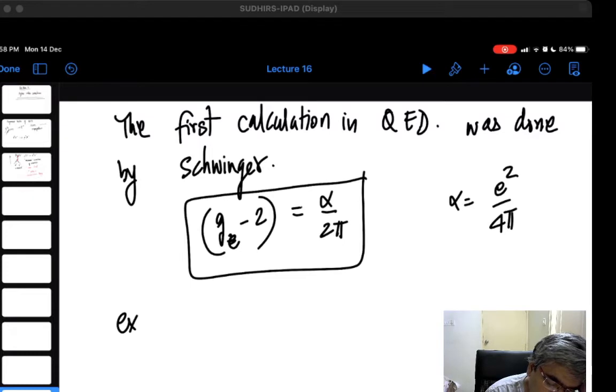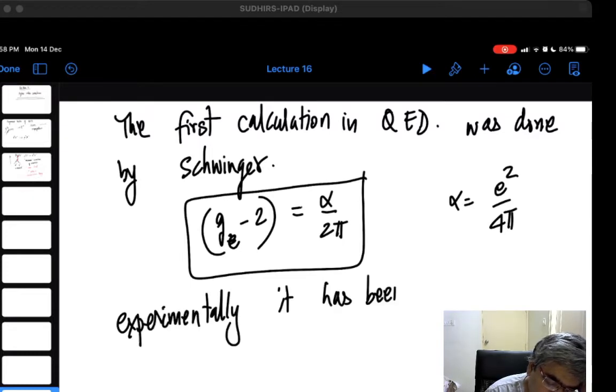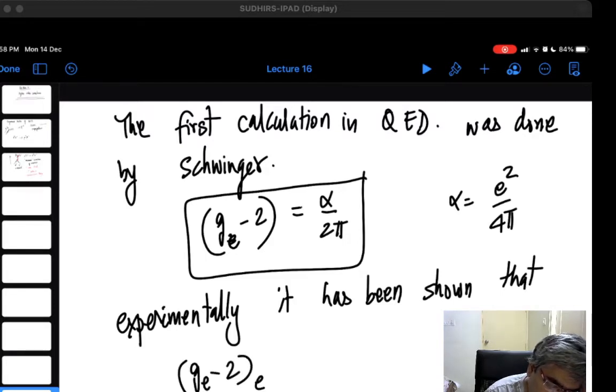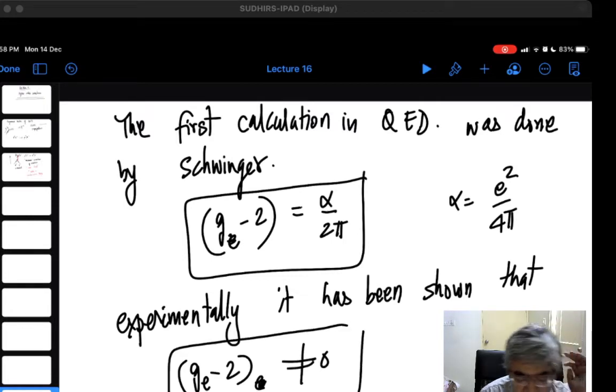And of course people have measured this experimentally. It has been shown that g_e minus 2 of the electron is not equal to 0. So you have a reasonably large number, g_e minus 2, which is of the order of alpha by 2 pi, not equal to 0, and the experiments are precise enough to measure this quantity at an extremely high precision.